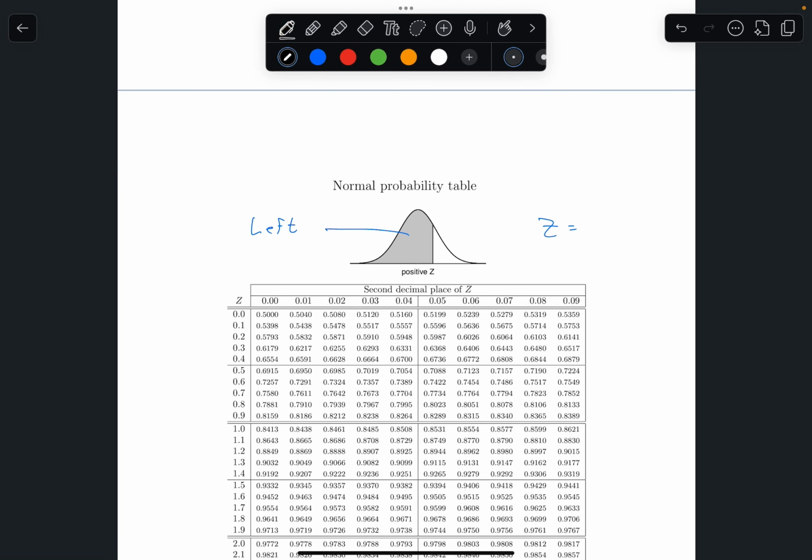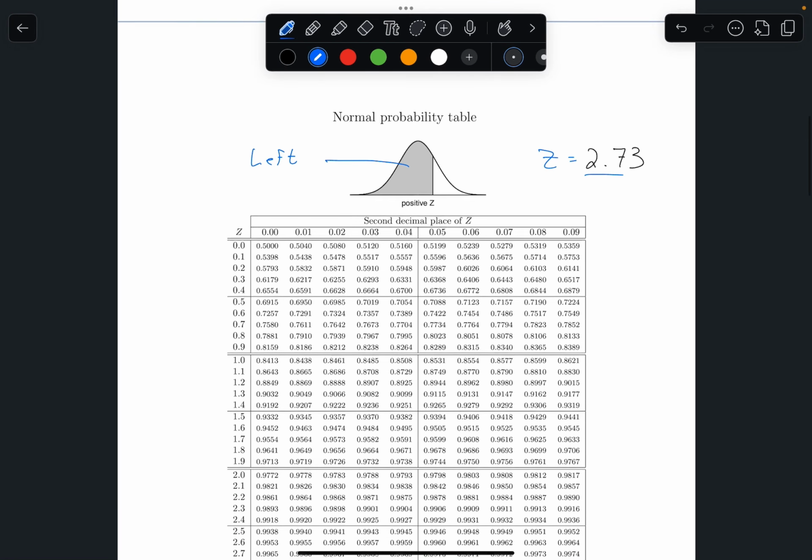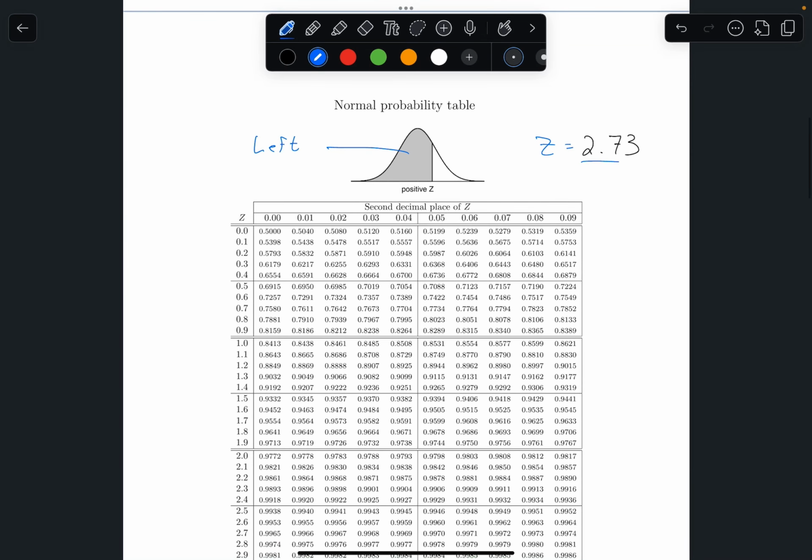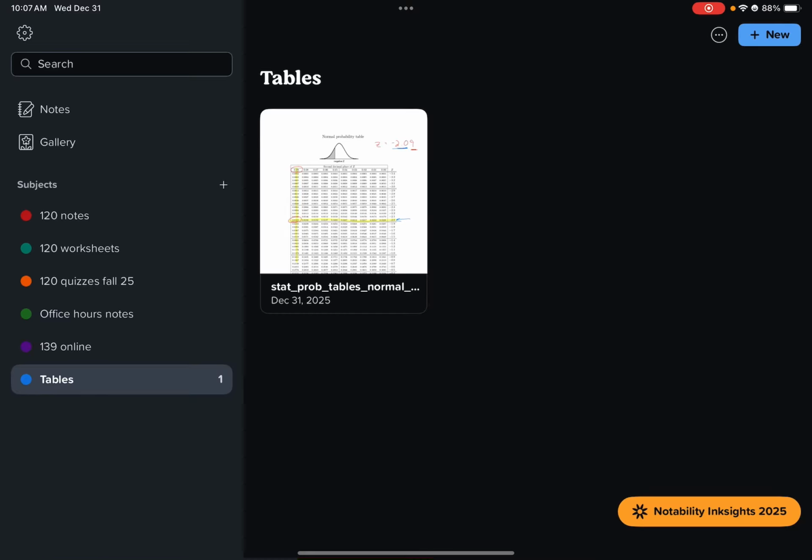We said positive 2.73. We'll start off with 2.7. We must be looking at this row right here. Here's 2.7, so let's highlight that row. And then the second decimal is a 3. We're looking at this column. The area to the left of that number is 0.9968, excuse me. So let's hop back and quickly make a note of that.